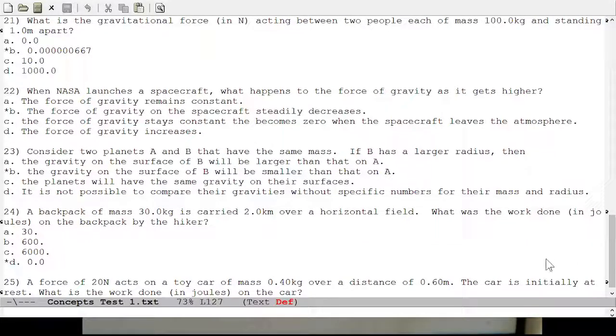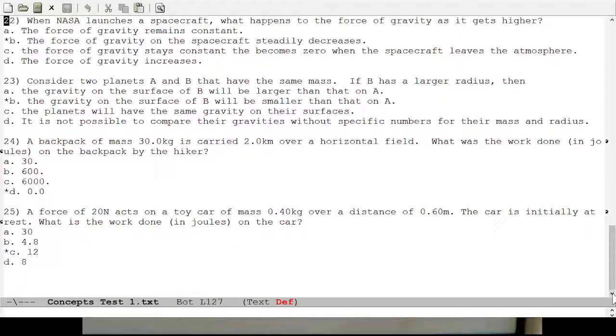And then the last question, here we go. A force of 20 newtons acts on a toy car of mass 0.4 kilograms over a distance of 0.6 meters. The car is initially at rest. What is the work done in joules on the car? Right, the work done is force times distance, and so it's just this 20 newtons times 0.6 meters, or 12 joules.